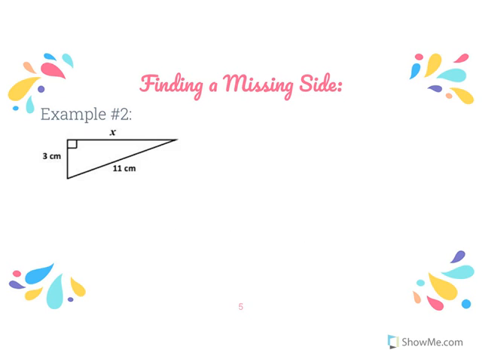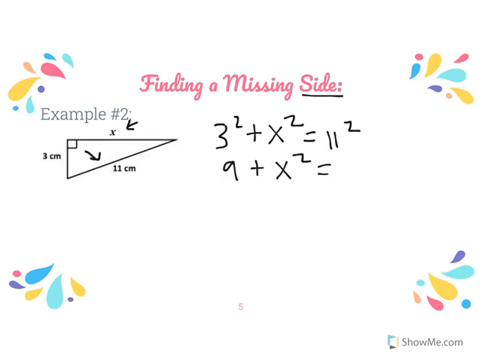Let's go ahead and do another example. So on this example, we're still identifying a side. The x is on the outside here. However, our hypotenuse is actually 11 centimeters. So we're going to say 11 squared on the right side of our equation. Then we're going to plug in the 3 squared plus x squared. I'm going to go ahead and simplify what I can, which is just the 3 times 3 and the 11 times 11.